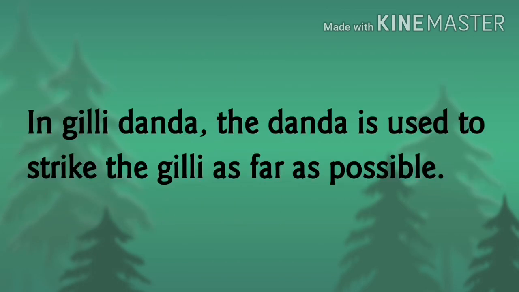See the sentence. In gilli danda, the danda is used to strike the gilli as far as possible. Here also the nouns danda and gilli are specified already in gilli danda. So we are giving the second information about the nouns which were already mentioned at the beginning of the sentence. That's why you can say that the article the is a definite article, because the noun is specified here.